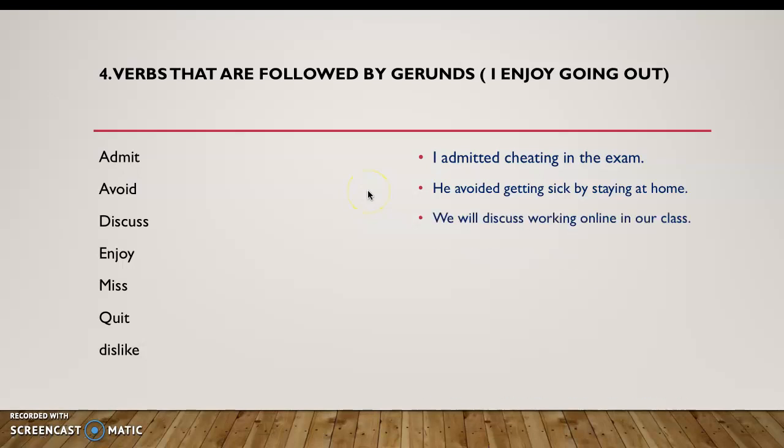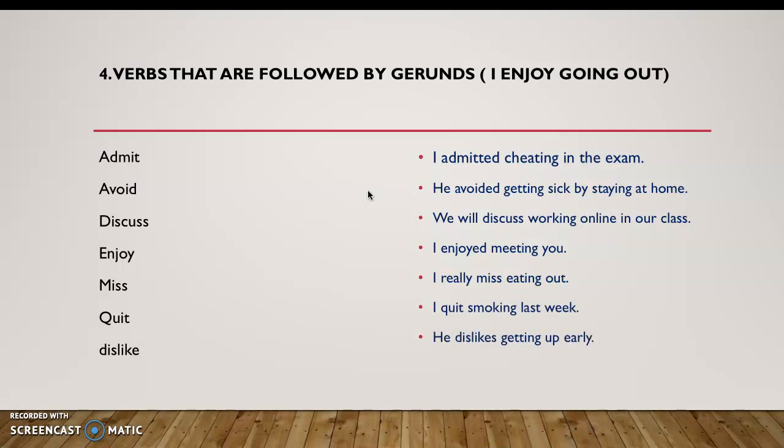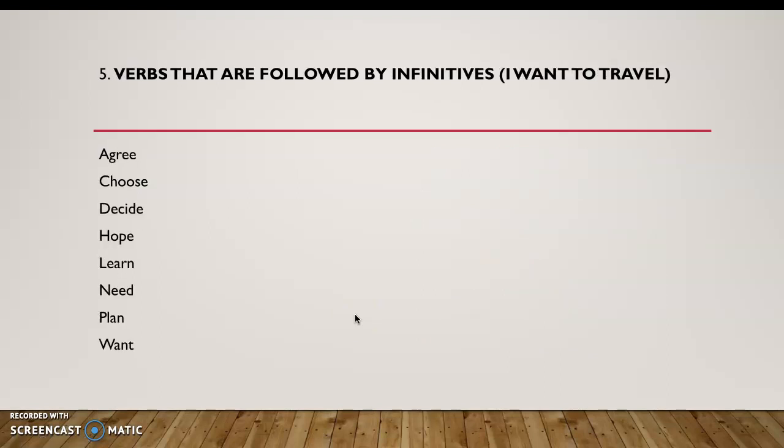We will discuss working online in our class. I enjoyed meeting you. I really miss eating out. I quit smoking last week. That's true. He dislikes getting up early. So these verbs are always followed by another verb with ing. Okay, let's look at verbs that are not followed by gerunds.